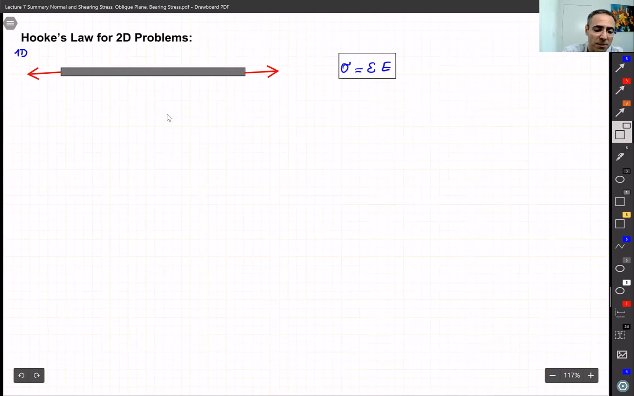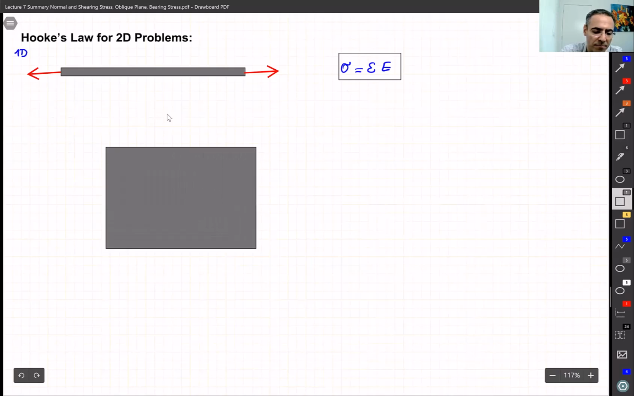1D problems. So now imagine that we are dealing with a problem that we cannot assume is 1D. It's more like a plate, right? And let's call this one a 2D problem.